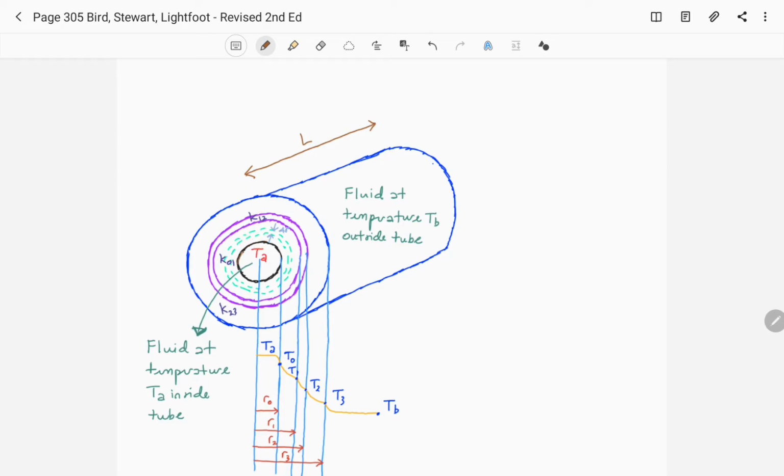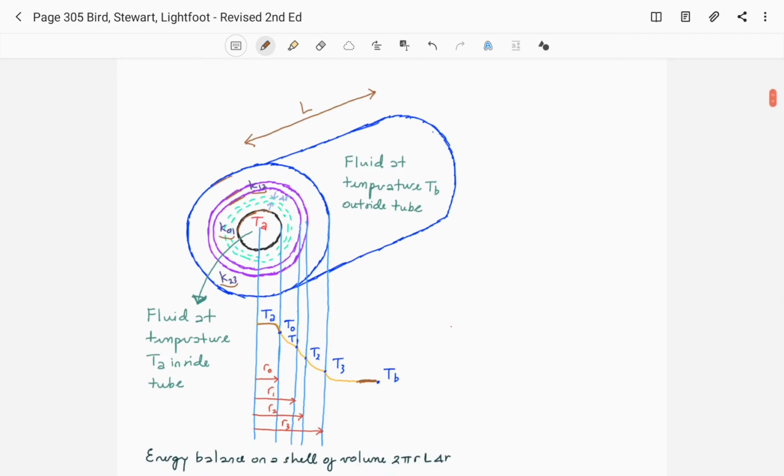The first one is the inner one here, and then we have the second one in here, and then the third one here. So these three have three different thermal conductivities: the first one, the second one, and the third one. And then the fluid on the inner cylinder has a higher temperature with respect to the fluid that flows on the outside of the outer cylinder.